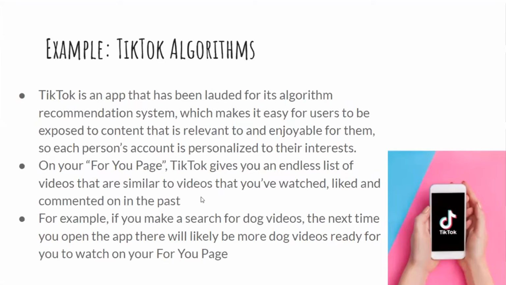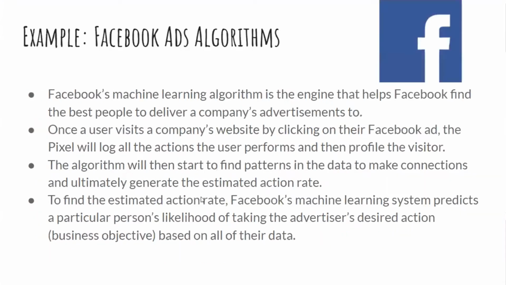On your For You page, TikTok gives you an endless list of videos that are similar to videos that you've watched, liked, and commented on in the past. For example, if you search for dog videos, the next time you open the app, there will likely be more dog videos ready for you to watch on your For You page.